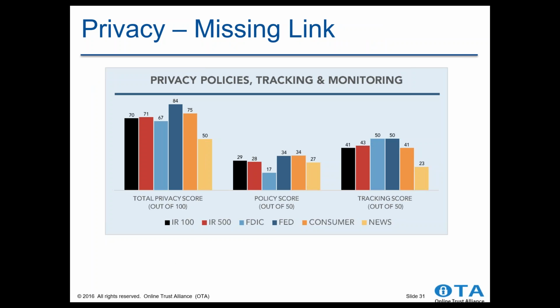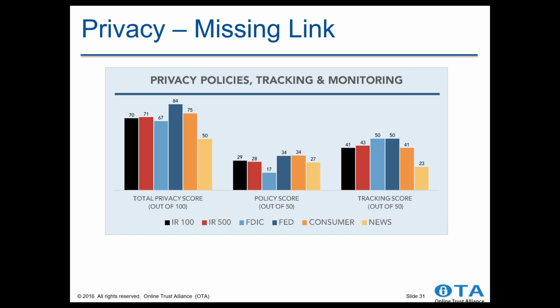And as we take a look at that, the total privacy scores I mentioned comprise the policy and the tracking. We see the federal government obviously having the highest score, an average of 84, whereas the news and media sites are the lowest at 50. And as we peel back the onion, we can see the privacy policies, roughly 34 between the federal sites and the consumer sites, dropping down to the FDIC. One of the reasons there is, again, many privacy policies are silent on those criteria, and also some of them share data with third parties.